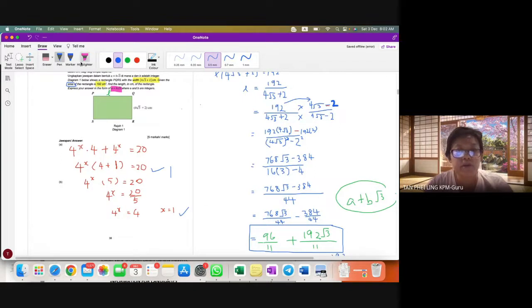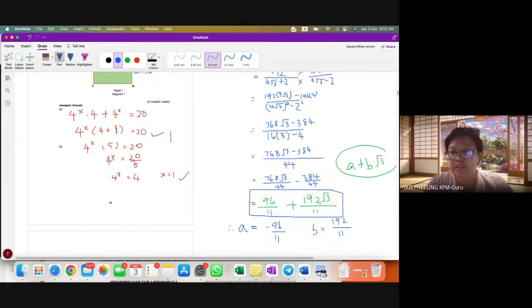That's because they want your answer to be in the form a plus b square root 3. Okay, a plus b square root 3. So this is the final answer.